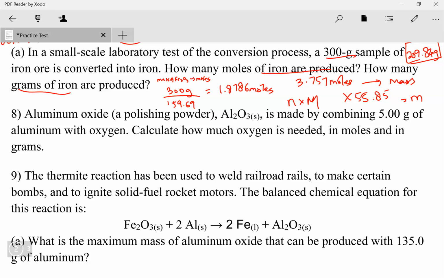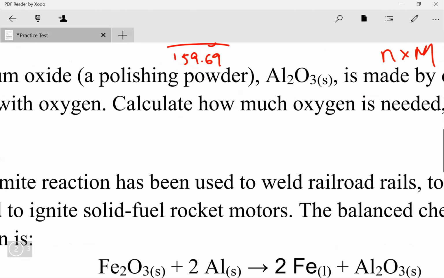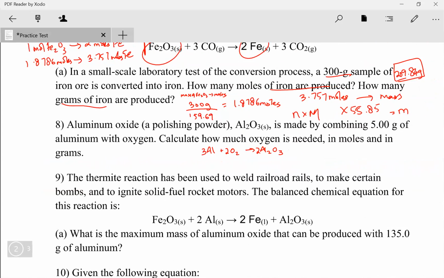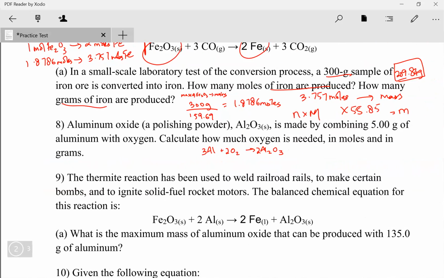So here, we basically have a reaction, so we have to write a reaction, which is the hard part. Aluminum plus oxygen gives us aluminum oxide. The thing is, we have to balance it as well, which is balanced like that. So now, how much oxygen is needed in moles and grams?